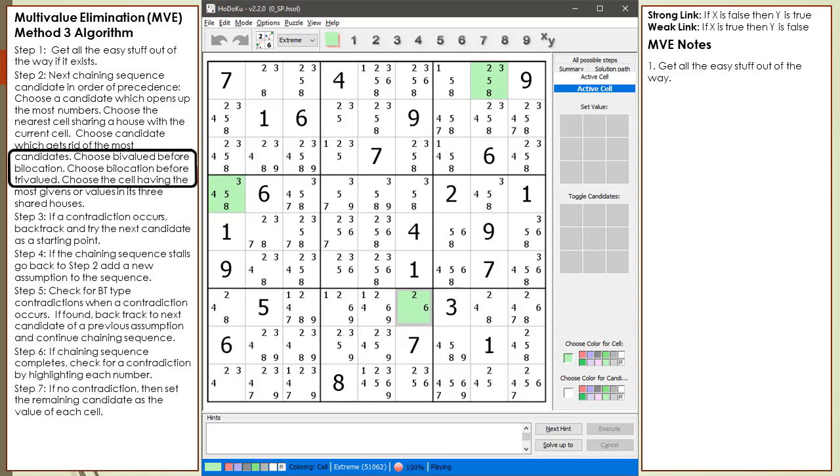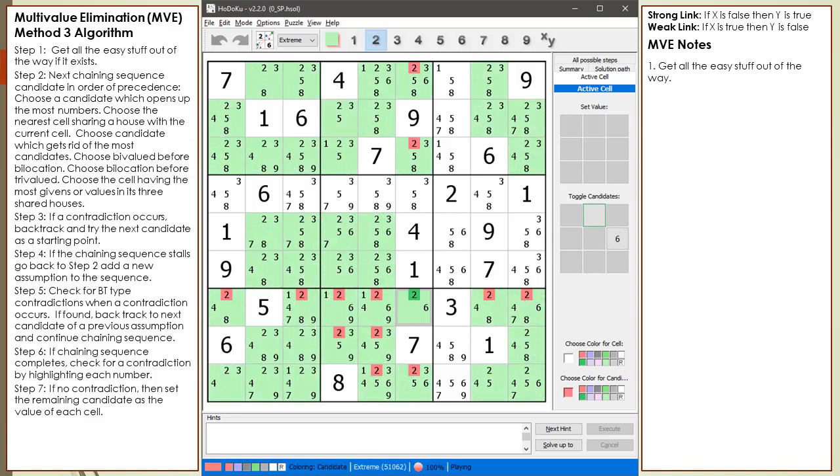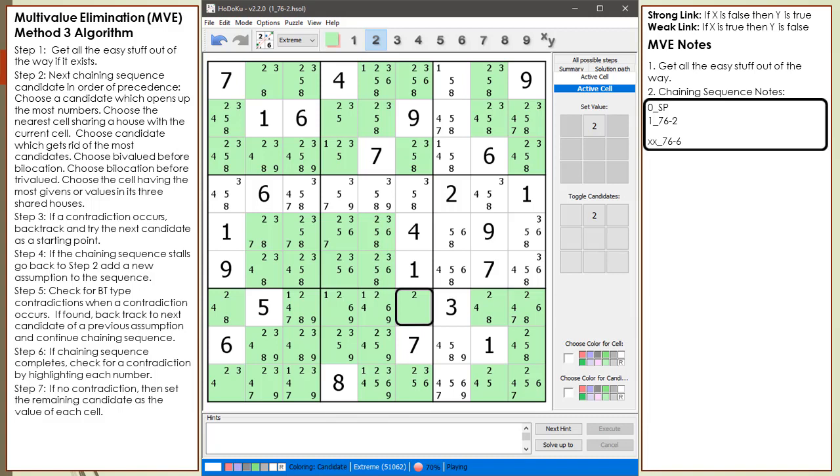At this point, according to the guidelines, we choose cell 7, 6 because it is a bi-value cell versus the other 2 quad-value cells. Next, we focus on the 2 candidates in cell 7, 6. According to the guidelines, we choose the candidate that can remove the most number of candidates from the puzzle. Choosing the 2 candidate would remove 12 candidates from the puzzle. Choosing the 6 candidate would remove 6 candidates from the puzzle. So we choose 2 to be the pretend value for cell 6, 7, and we update our notes.